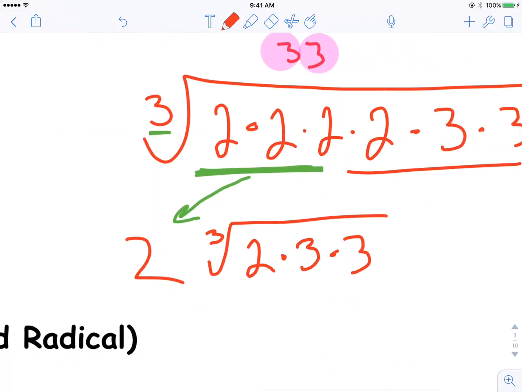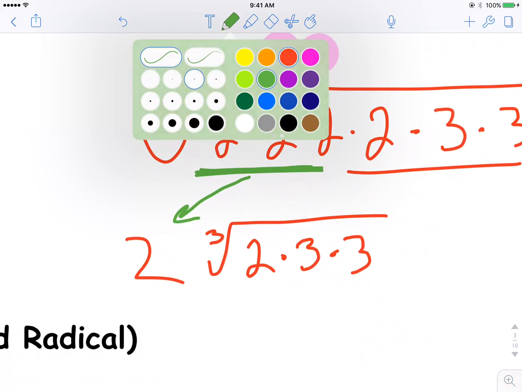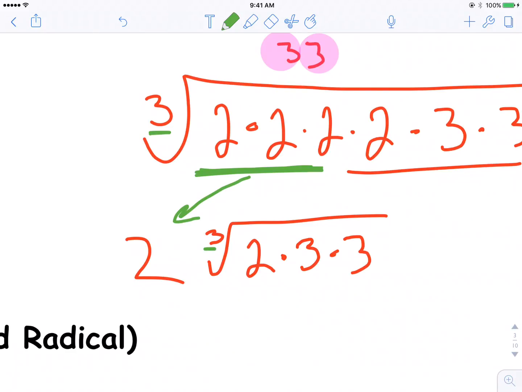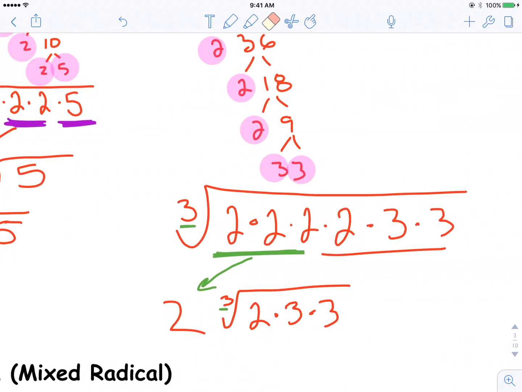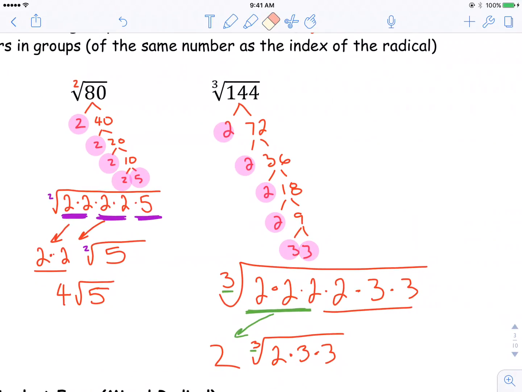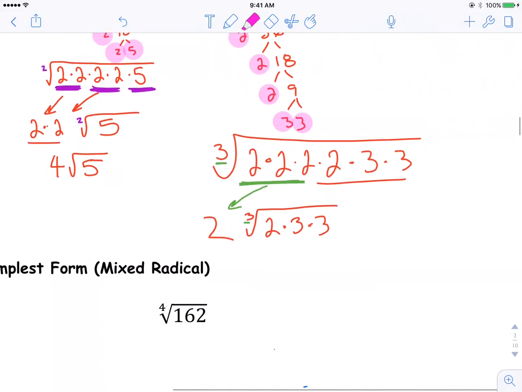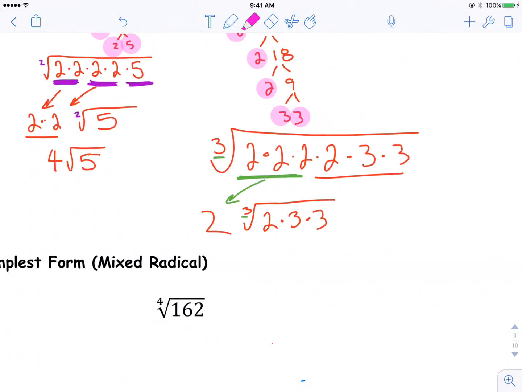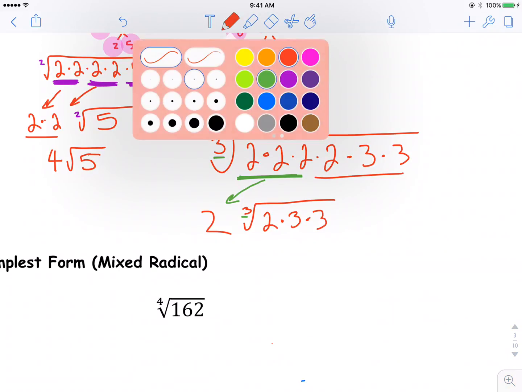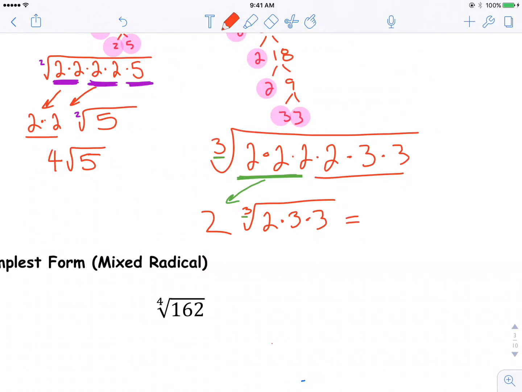Now, one thing to remember, biggest common mistake here is forgetting to write in the root, the index. If your index is not a 2, it has to be there. Otherwise, you've changed the question. If I no longer write that 3 in there, well, I'm no longer finding the cube root like the question started. Okay, so always make sure you write that index in. The only time you don't have to write it is when the index is a 2 and you're just finding the square root.